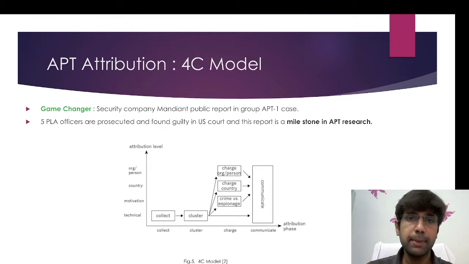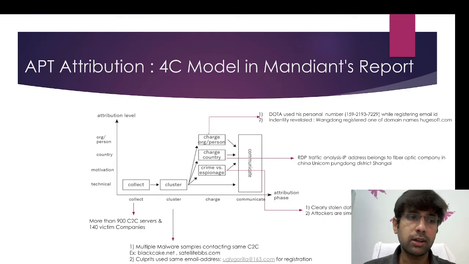But to get a better understanding, we will look at it with reference to the APT1 investigation done by Mandiant. In the collect phase, Mandiant investigated more than 900 C2 servers and visited nearly 140 victim companies directly affected by the APT1 campaign. From all 140 companies, they found various malware families, and they collected the information and logs in the collect phase.